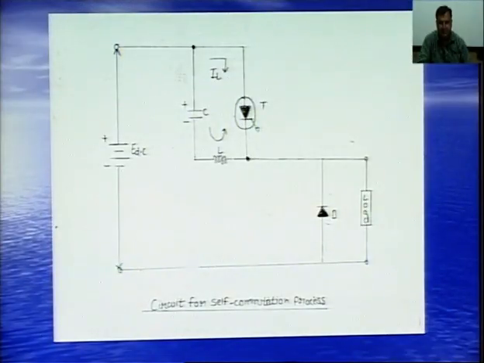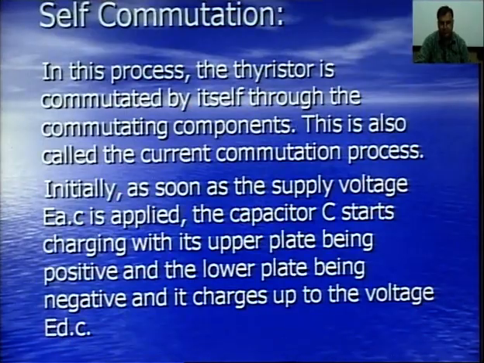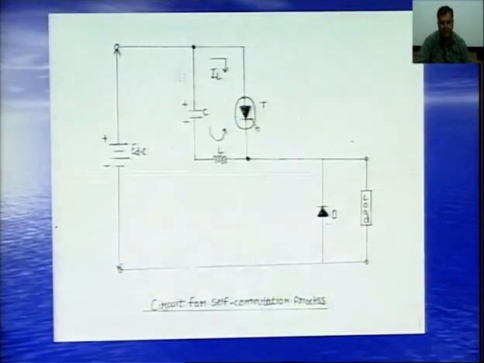This is a circuit for self commutation process. Here the SCR is automatically switched off by itself, and the circuit is so designed that the voltage across the capacitor automatically switches off this SCR as and when required. The capacitor charges up to the voltage EDC.